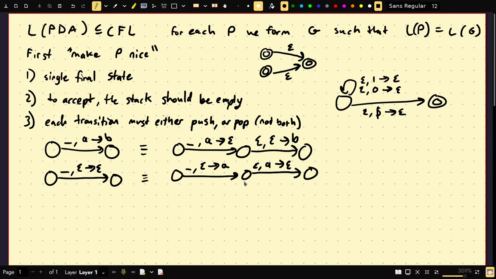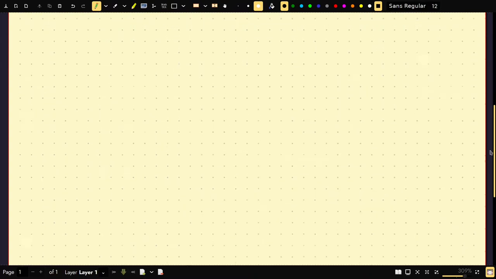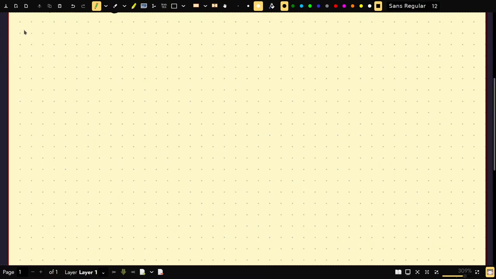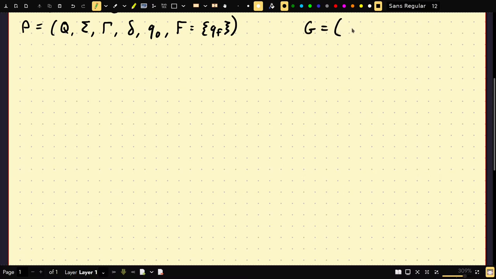Now, this is just going to help us form our grammar. So let me now define how we're going to form the grammar. Recall that a pushdown automata has several parts. We have a Q, a set of states. We have an input alphabet, a stack alphabet, a transition function, a single start state, and a final state. Here, instead of a set of final states, I'm just going to call this QF, because now we have a single final state. And recall that a context-free grammar is of the form: we have a set of non-terminals, a set of terminals, or the alphabet, and instead of P, I'm going to say R for the production rules, and the start symbol. So now we're going to define G in terms of P.